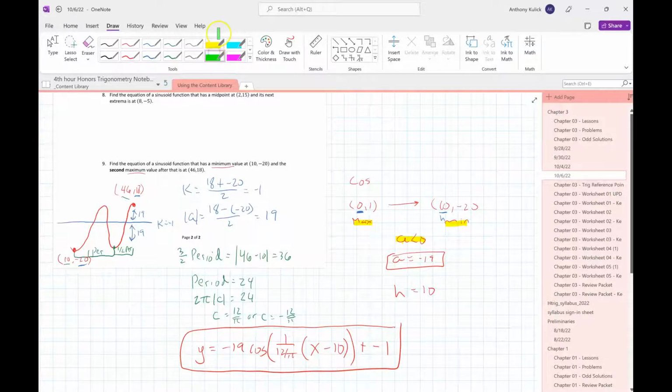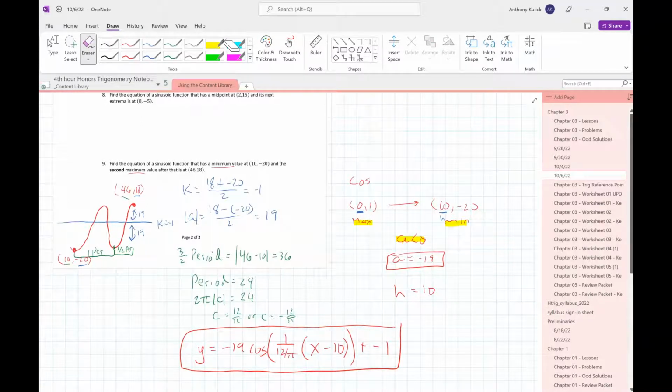So this is probably the trickiest piece here, the period. And I don't know how you would expect to get that without drawing the picture, which is really kind of important.